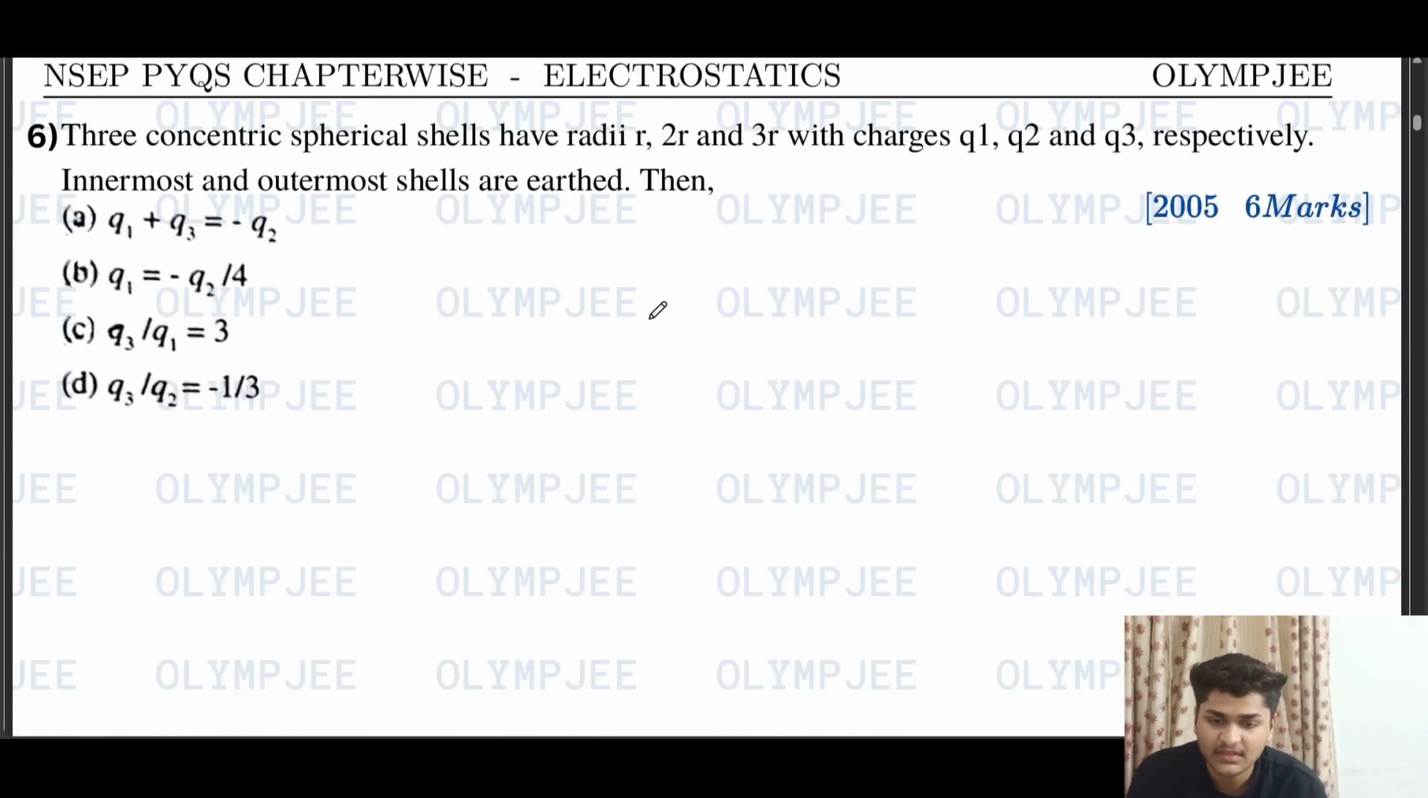So moving on to question 6, it says 3 concentric spherical shells have radius r, 2r and 3r with charges q1, q2 and q3 respectively. Innermost shell and outermost shell are earthed. Then, so let me draw.